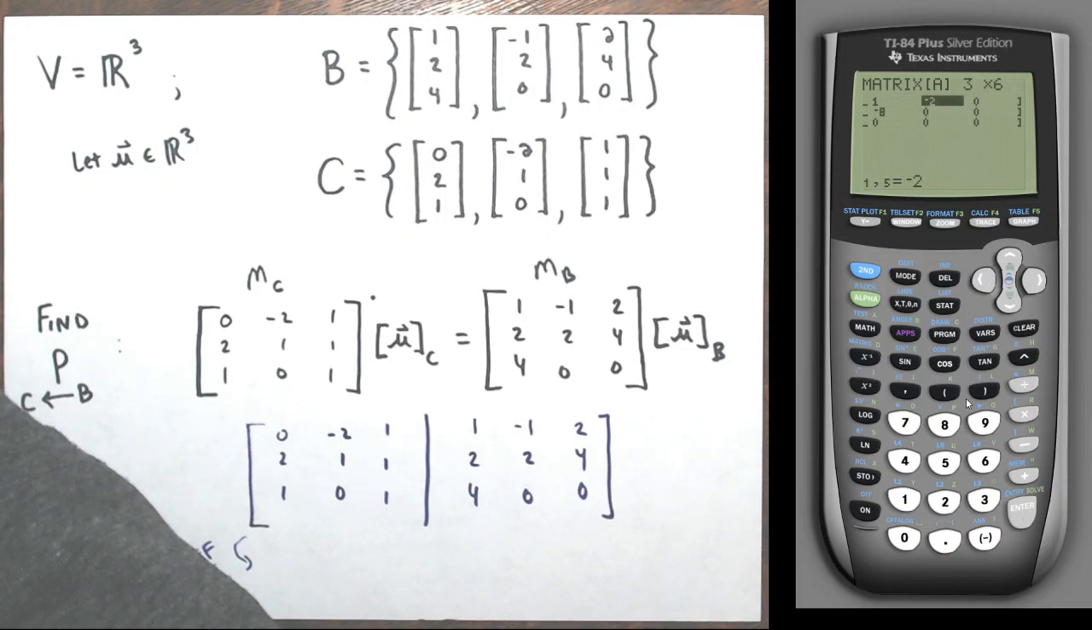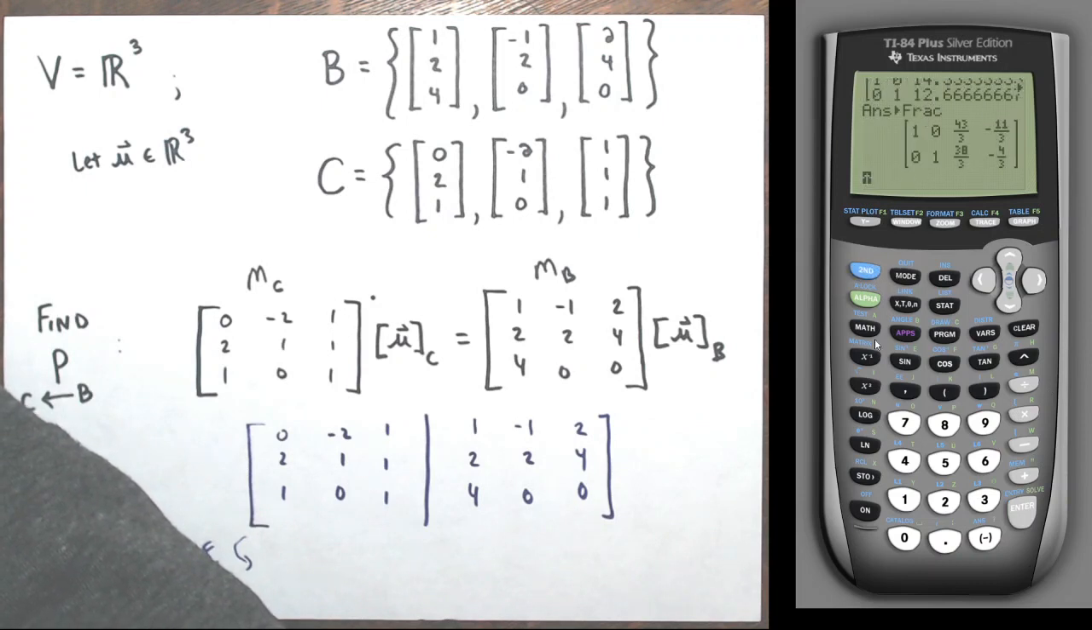Oops, -1. See, I messed up there. 2, 2, 1, 1, 2, 2, 4, 1, 0, 1, 4, 0, 0. I think those last two are already 0. Yeah. All right, then reduced row echelon form, matrix A.